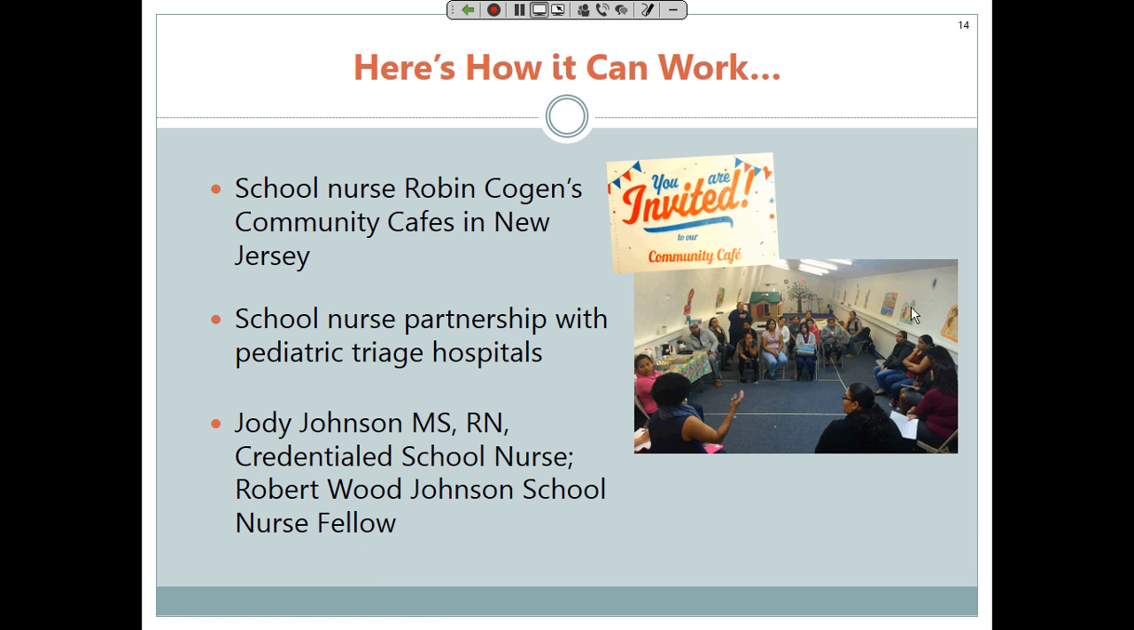So here's how it can work. There are multiple barriers towards setting up care coordination, and our big go-home message today is just get started. Find the opportunities where they are. Find that one medical care office. The medical care home can find that one school nurse and just get started.